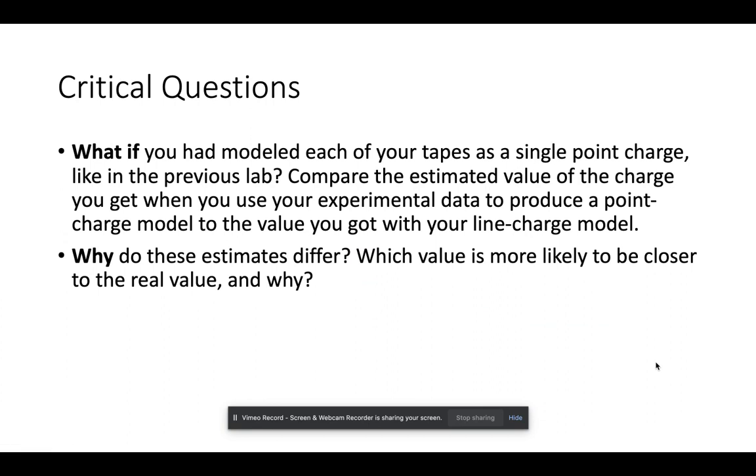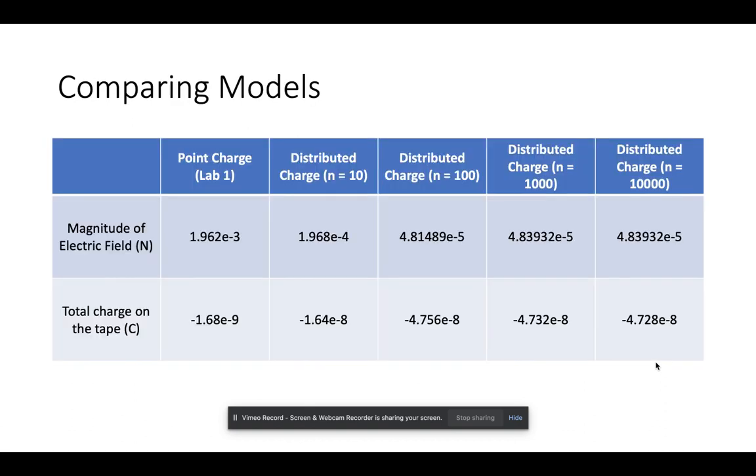So a few critical questions. What if we modeled each of the tapes as a single point charge, like in the previous lab, and then compared this value to what we used for our line charge model? Why do these estimates differ, and which one is more likely closer to the real value? The magnitude of the electric field that we calculated for the point charge, which was Lab 1, was 1.962 times 10 to the negative 3. And it had a total charge on the tape of negative 1.68 times 10 to the negative 9 coulombs.